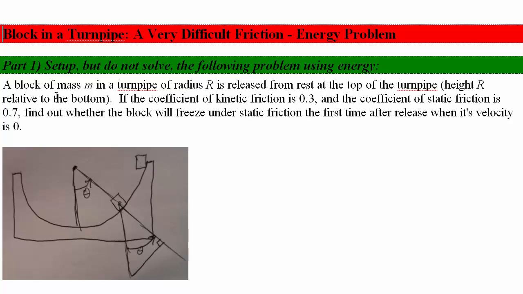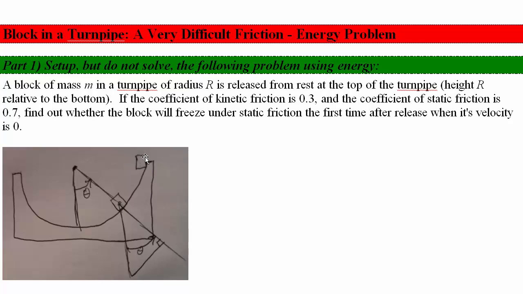So we've got a block of mass m, and it's in a turnpipe, like what you'd see at a skateboard park. It's of radius r, and it's a full semicircle there, and it's released from rest at the top of the turnpipe, height r relative to the bottom. That's how you know it's a semicircle. If the coefficient of kinetic friction is 0.3 and the coefficient of static friction is 0.7, find out whether the block will freeze under static friction the first time after release when its velocity is 0.